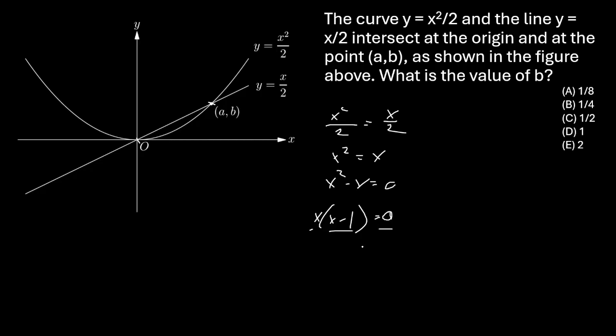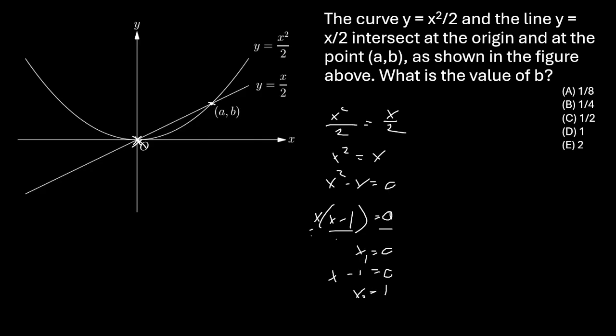A product equals 0 if and only if at least one part of the product equals 0. So either x equals 0, which we actually know because it is here at the origin, or x minus 1 equals 0, which is x equals 1.